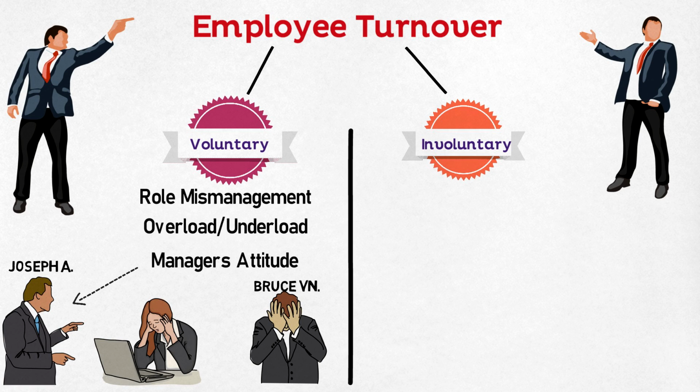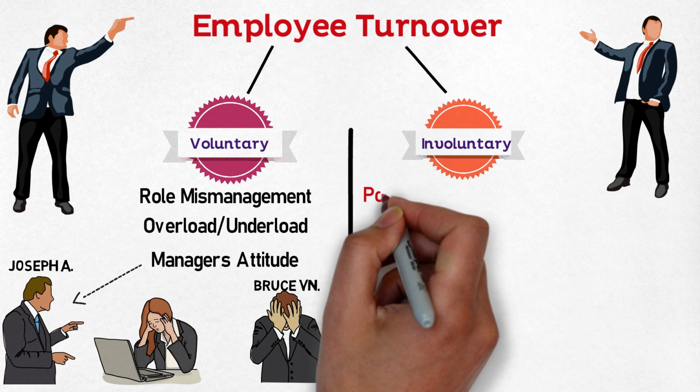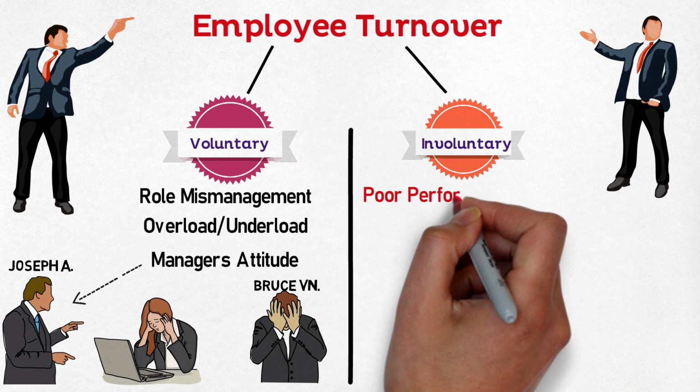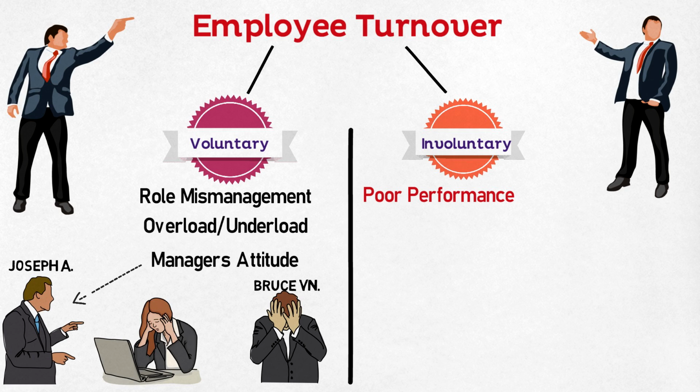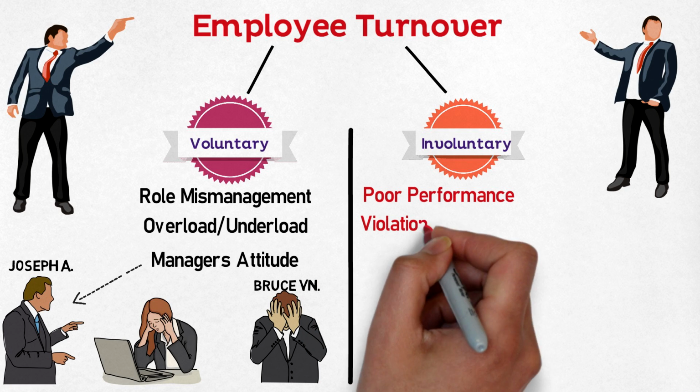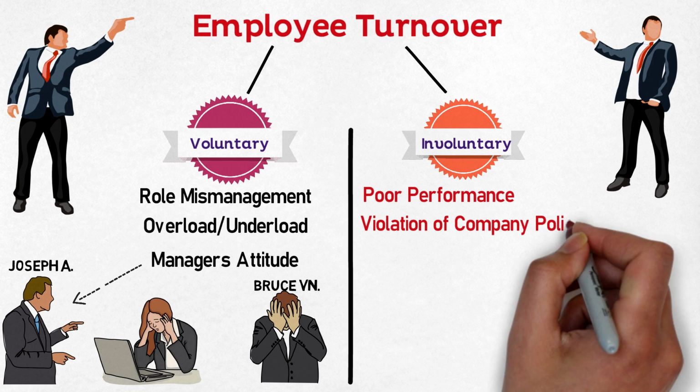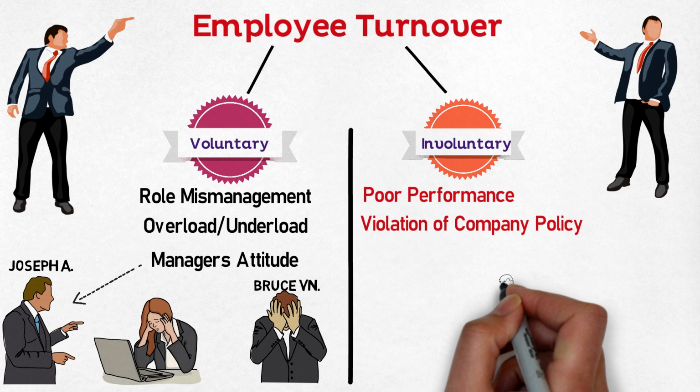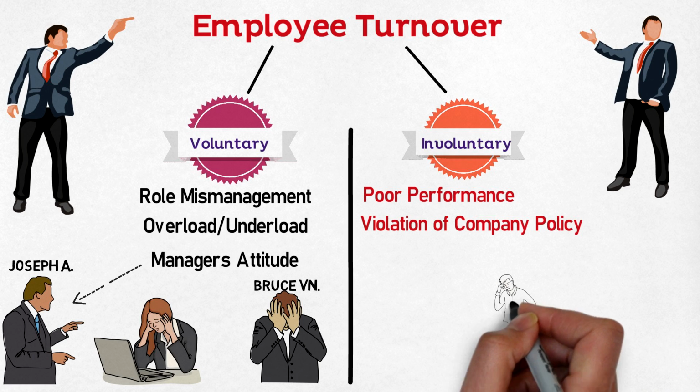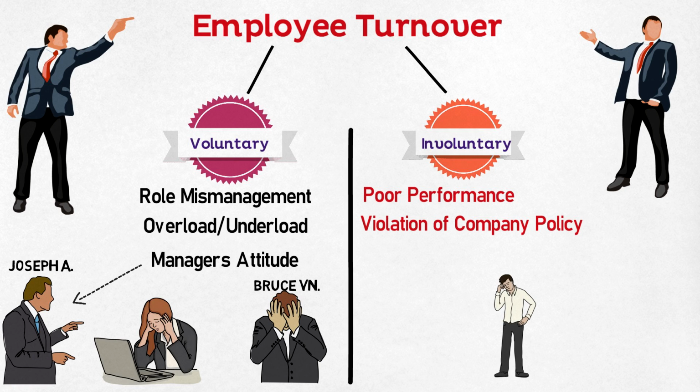Now let's look at involuntary turnover. This is when an organization decides to end employment. The sources of involuntary turnover are poor performance, when an employee is not competent to perform the job, or violation of company policies. Slowdown in sales, when the company decides to downsize.